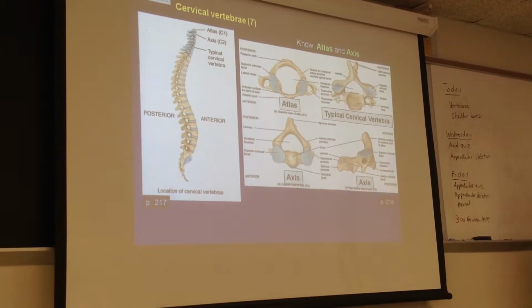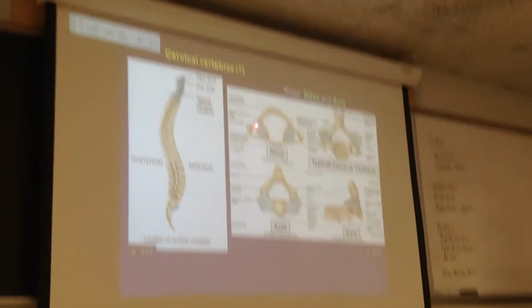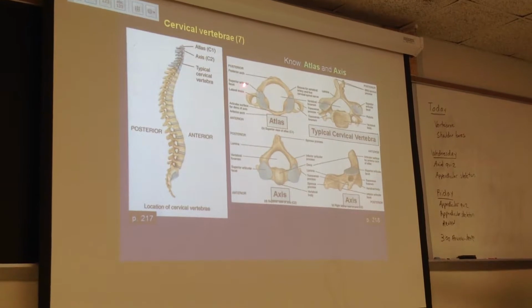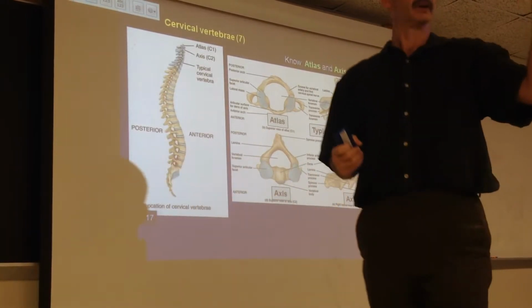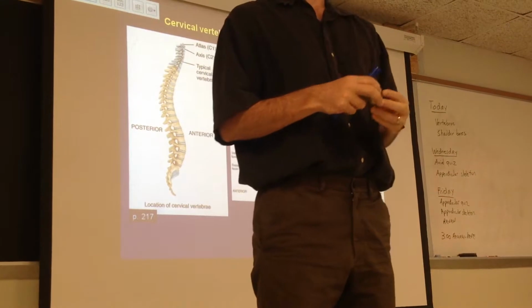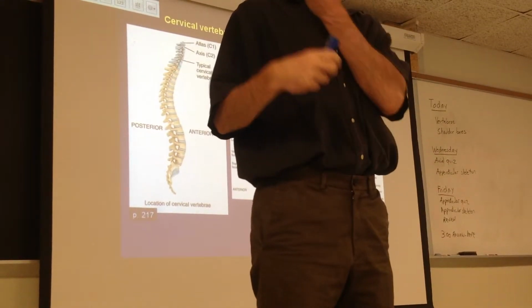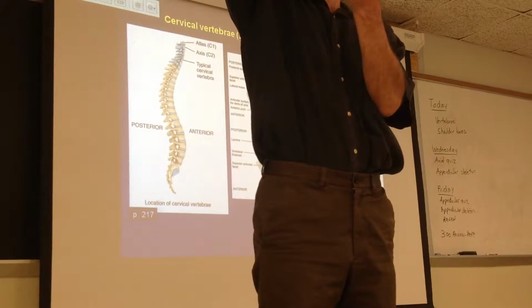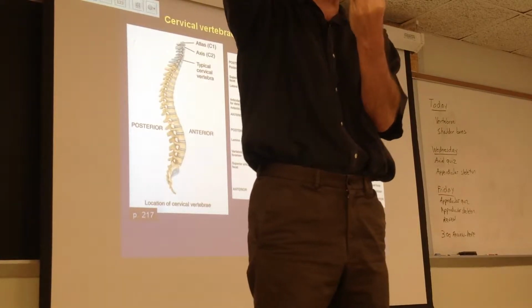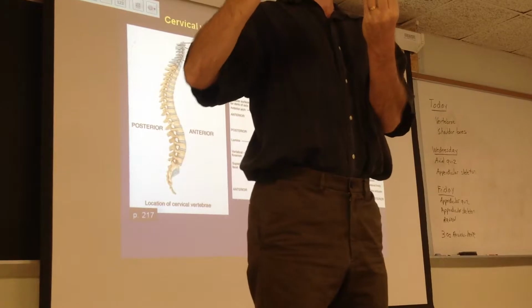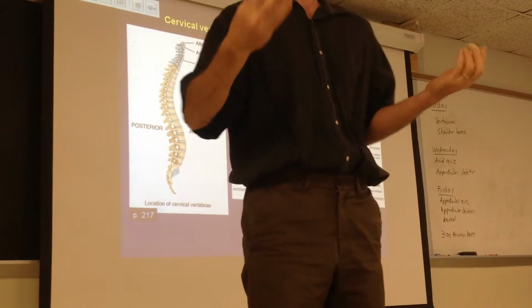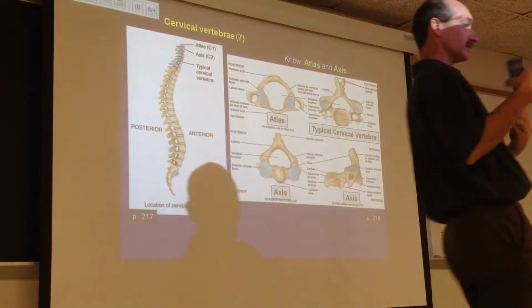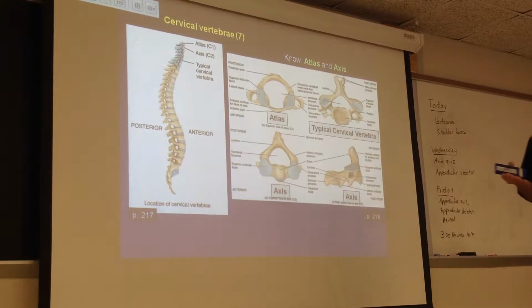The atlas, C1, looks like a big ring. It actually has no body, no centrum associated with it. It's a big ring. So just a big ring-like structure with no centrum, no body. Very distinctive. This is the one that sits right underneath the skull. The skull sits right on top of it, and the skull rocks back and forth this way. The articulation between the atlas and the skull allows for nodding your head yes, for example. This is one of the few places where you've got a lot of mobility in the vertebral column, right at the atlas axis joint.